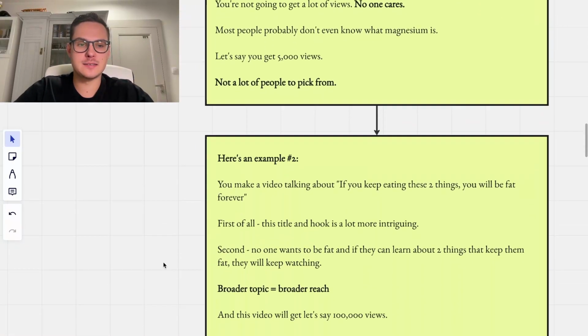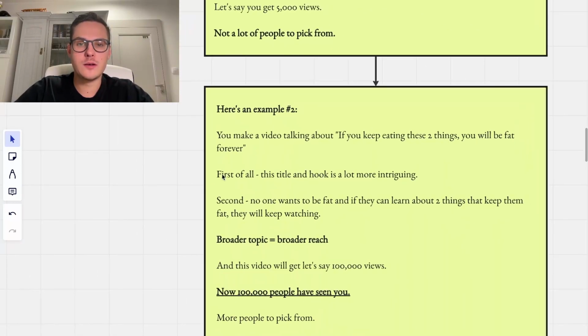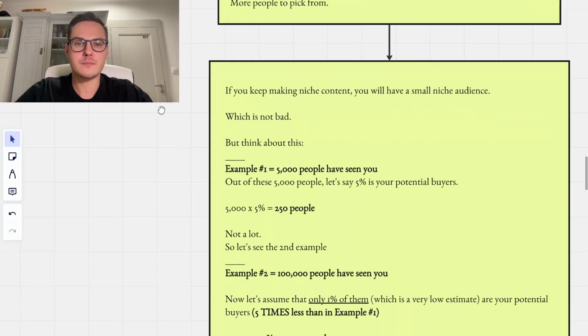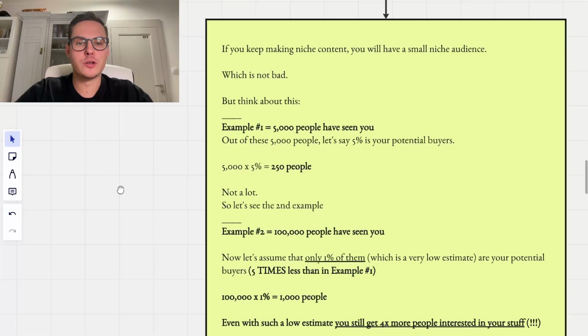So now on the other side, let's go through example number 2. You make a video talking about if you keep eating these 2 things, you will be fat forever. First of all, this title and hook is a lot more intriguing, so people will want to watch it more. And second, no one wants to be fat, and if they can learn about 2 things that keep them fat, they will keep watching. So this is a broader topic, so it's gonna get broader reach. And this video, let's say, will get 100,000 views. So now 100,000 people have seen you and you have more people to pick from. So if you keep making niche content, you'll have a small niche audience, which is not bad, okay?